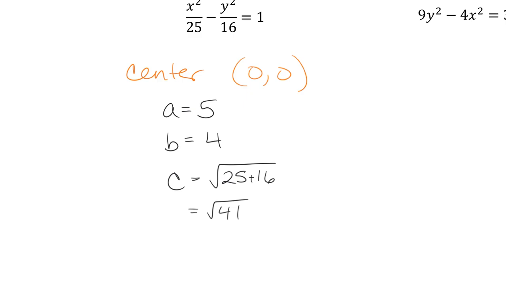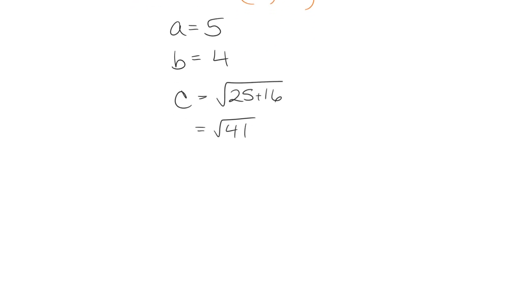Okay, we have a, we have b, we have c. We now can find the foci, vertices, and the asymptotes. To find the foci, what you are going to do is take the center points and leave yourself space so that you can add and subtract this number to either the first coordinate point or the second.